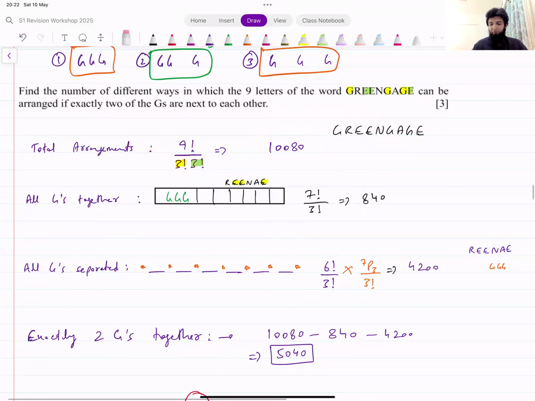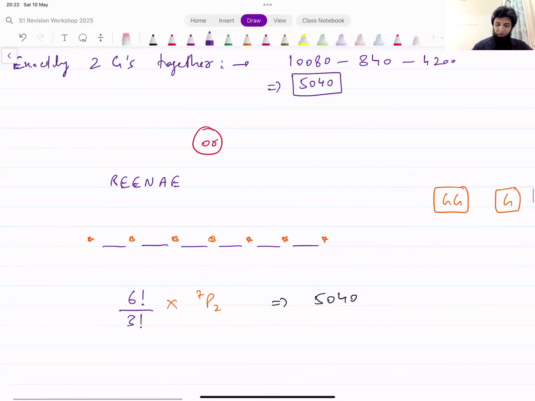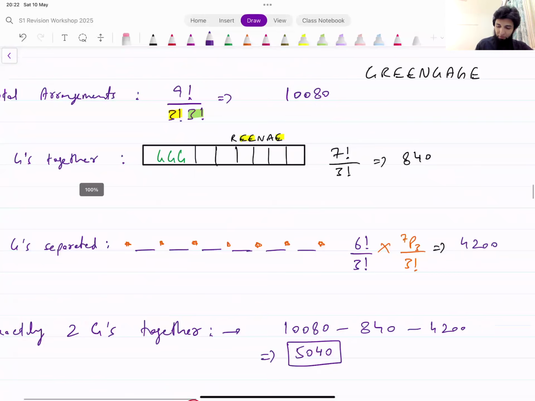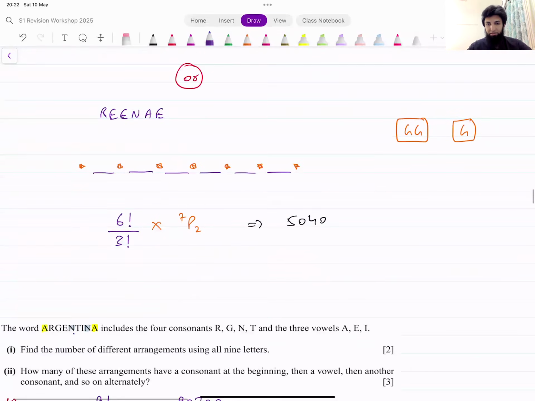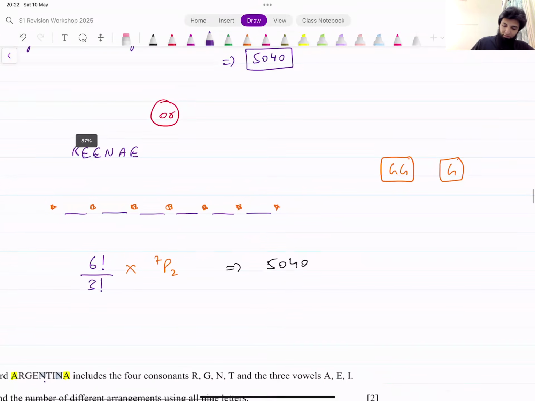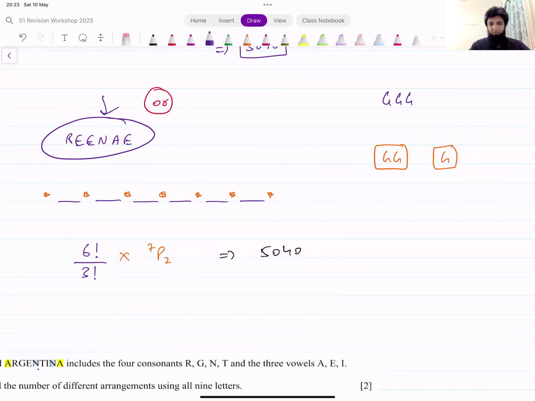Now, another direct way of doing this would be like this. What we want is exactly two of these together. So we've got the word green gauge. We want exactly two G's together. Now think about the three G's here, sorry. The word is green gauge. We've got three G's and the six remaining letters.